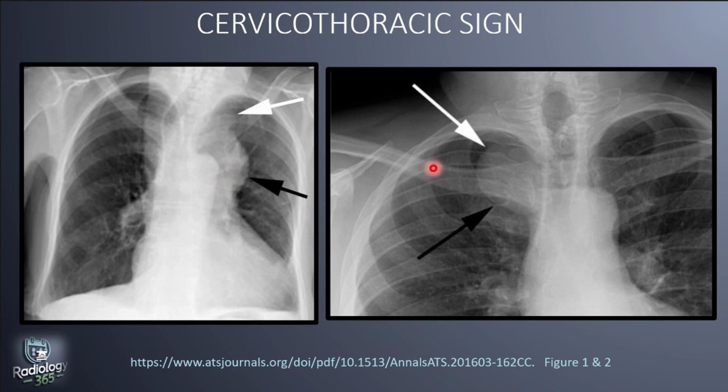In this case, we have this lesion that is seen very clearly outlined above the level of the clavicle, suggesting that it's posteriorly located, and it's because we have lung parenchyma on either side of it. That's why we have this very nice outline, as opposed to the soft tissues of the neck silhouetting this lesion here. So this is a negative cervicothoracic sign, and this is a positive cervicothoracic sign.